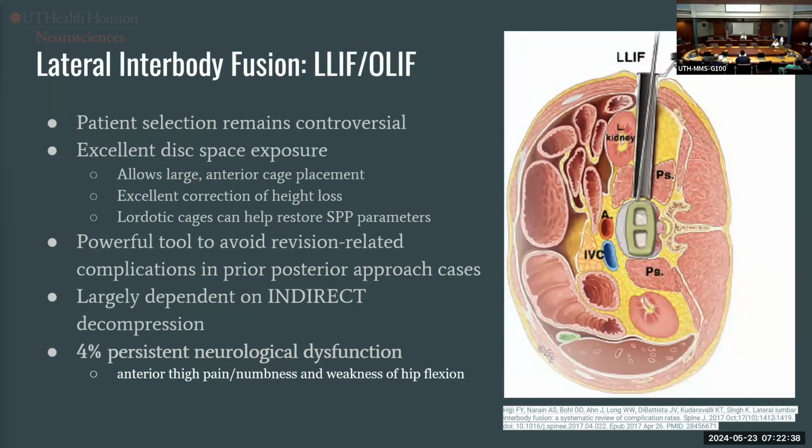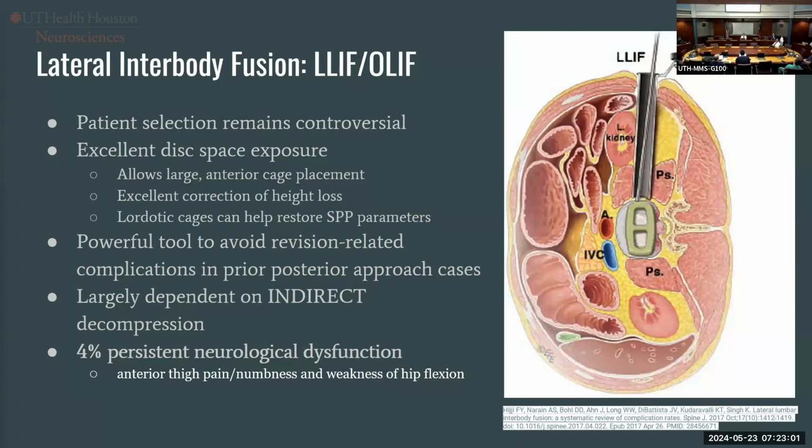It's a really powerful tool if you're doing revision surgery. You can stay out of posterior scar and other kind of nasty anatomy. But they are largely dependent on indirect decompression. So if you have bony osteophytic foraminal or central compression, this will not allow you to address it because you just can't visualize those structures well enough to safely decompress.